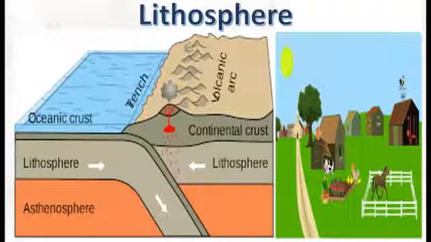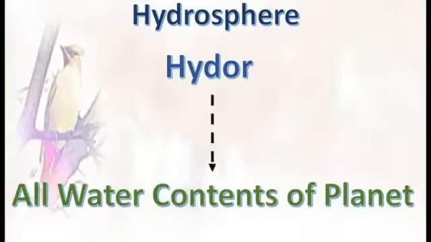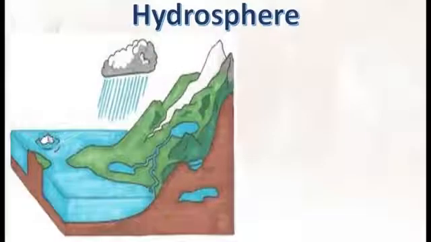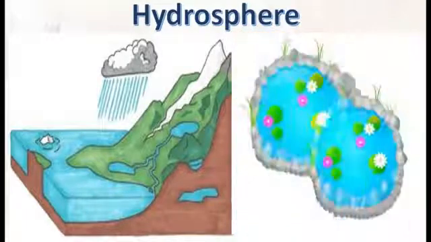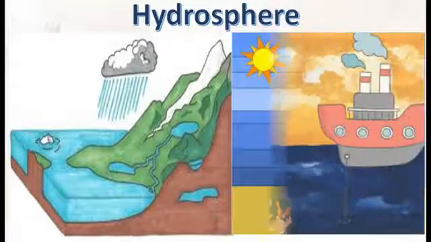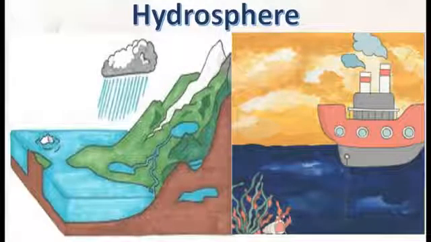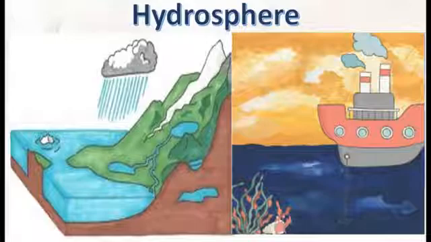The next is hydrosphere. The word hydrosphere is derived from the Greek word hydro, which means water. It is a domain of water that comprises various sources of water and water bodies like rivers, lakes, seas, oceans, etc. This domain is essential for all living organisms for survival. The next one is atmosphere.